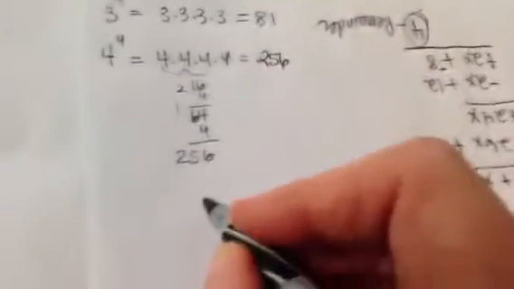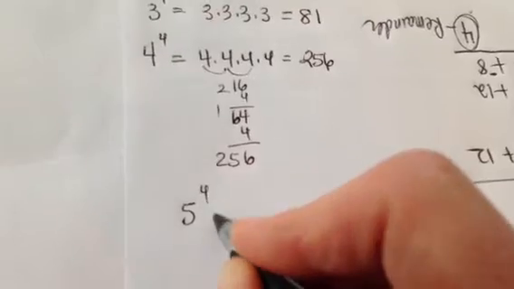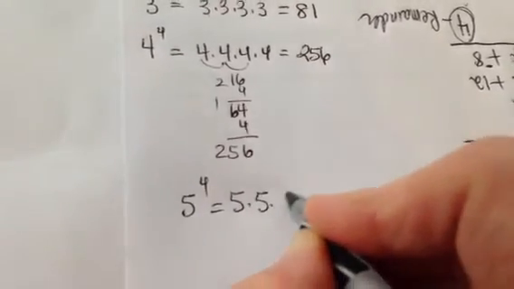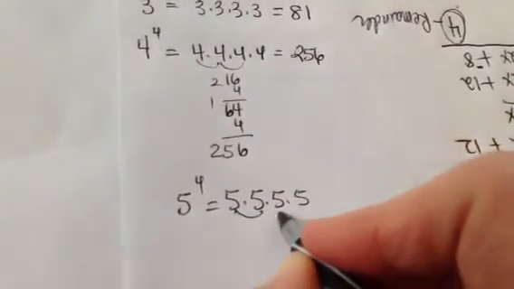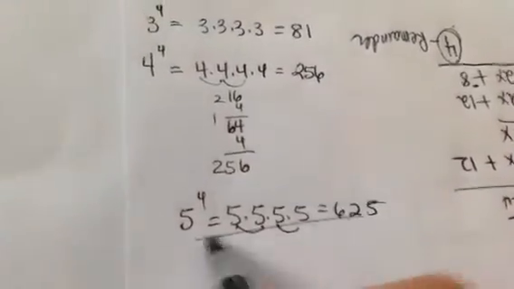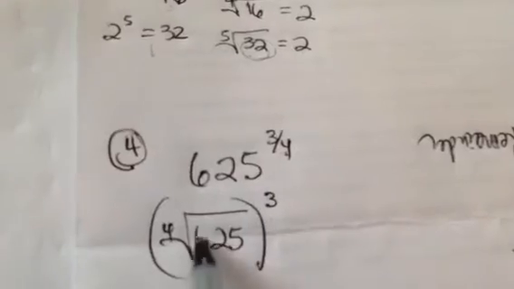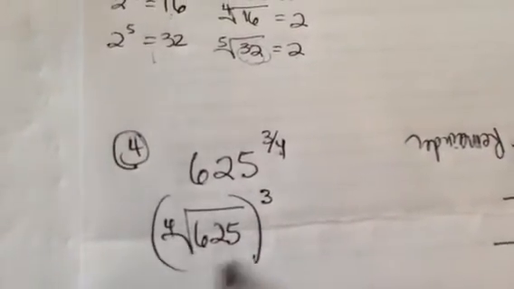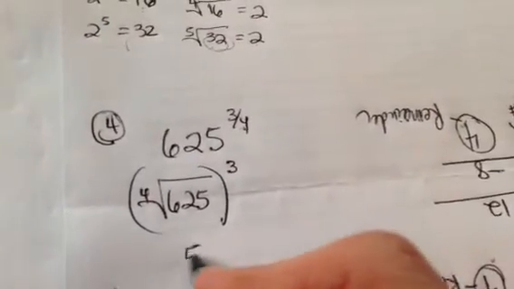So let's try 5. What's 5 to the 4th? Remember, that means this. And by the way, that gives me 25 times 25, which, hey, what do you know, is 625. And you might have been able to guess that one. But right here, the fourth root of this is 5. So I'm going to have 5.